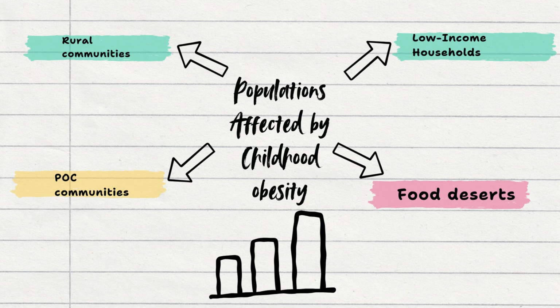Childhood obesity is a rising concern in America, and it can affect anyone. However, childhood obesity is primarily affecting rural communities, POC communities, low-income households, and food deserts. All of these groups and communities share one thing in common, and that is their limited access to nutritional foods.